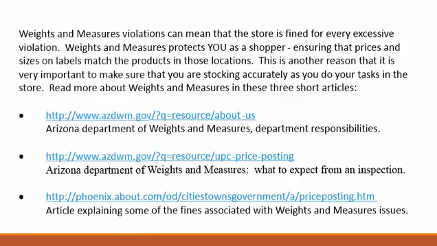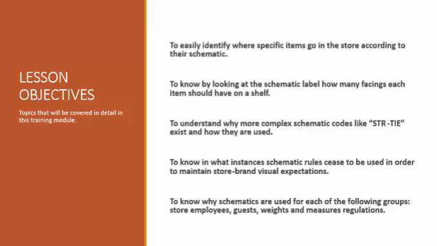Okay, folks, that's the end of the lesson. Hopefully you have learned how to easily identify where specific items go in the store according to the schematic, to know by looking at the schematic label how many facings each item should have on a shelf, to understand why more complex schematic codes like STR tie exist and how they are used, to know in what instances schematic rules cease to be used in order to maintain store brand visual expectations. Those are those clearance and PTM things that we just went over. And then know why schematics are used for each of the following groups: store employees, guests, weights, and measures regulations.